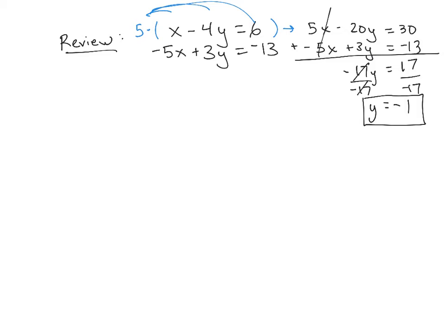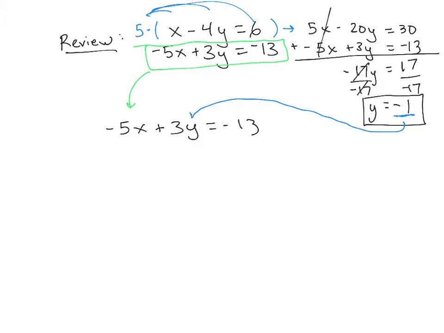Then once I have my first variable, I'm going to be able to take one of my equations and plug it in to find my second variable. So I'll take this one here. I get negative 5x plus 3y equals negative 13. What I'm going to do is take my solution that I found, that negative 1, and make a substitution for it in for y in my original equation. And when I do that, I get negative 5x plus 3 times a negative 1 equals a negative 13.